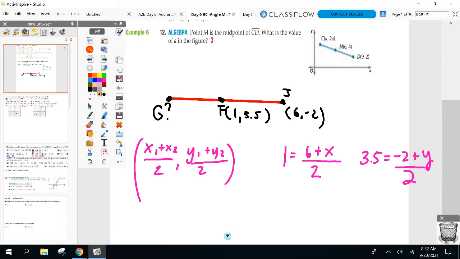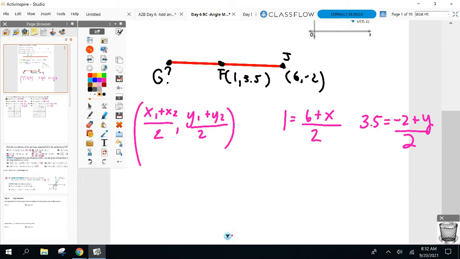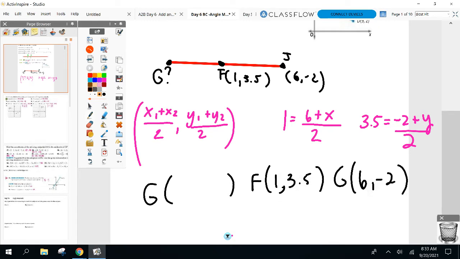The other way I showed you on Friday was that skip method. Let me just review that real quick. Here's G, here's F, 1, 3.5. J is 6, -2. Everyone ready? Pretend you're on the x-axis. You go from 6 to 1. How many units are you going? 5, in which direction? Negative, right? If I'm directly in the middle at point F, I just went 5 to the left. How many more steps do I have to go? 5 to the left.